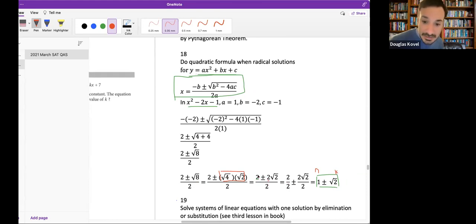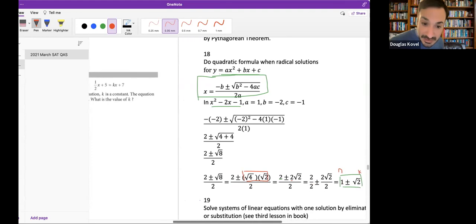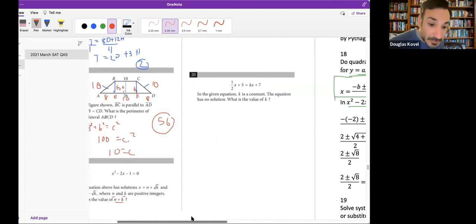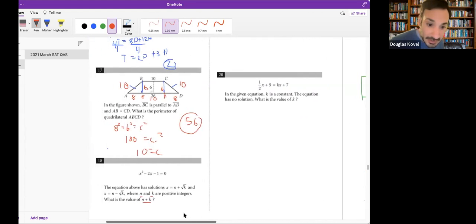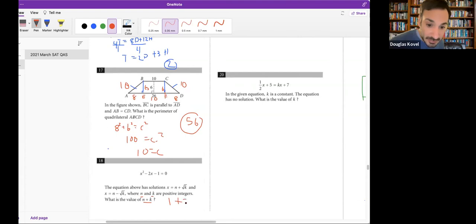And then finally, I can divide the 2 before my plus and minus sign by the 2 in the denominator. I can also divide my 2 radical 2 by the 2 in the denominator. And then I ultimately end up with 1 plus or minus radical 2. This would be the simplest form. So now we're finally in our n plus or minus radical k form. n in this case is 1, and k is 2 because that's the number in the radical. So n plus k would just be 1 plus 2, which equals 3.